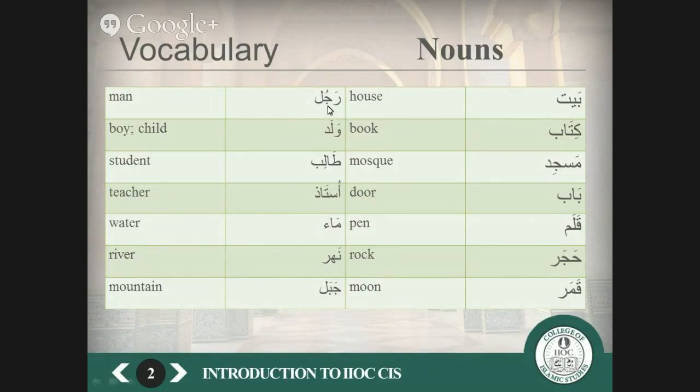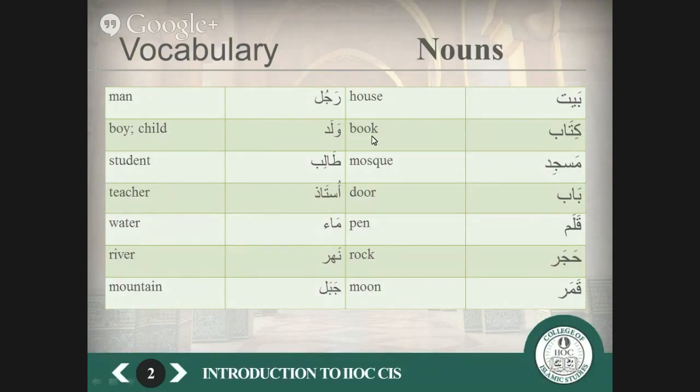Rajul. Who's a rajul here? Raise your hand if you're a rajul. Thank you. All the rajuls, very much. All right. How many of you have a rajul in your home? That lives in your home? Any rajuls live in the home? Yes, rajuls live in the home. Very good. All right. Kitab.